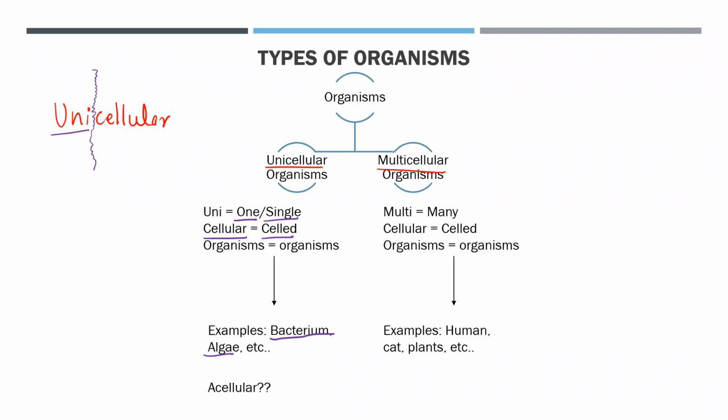Now, there are multicellular organisms also. Multi means many and cellular means cell. So organisms which are having multiple cells, more than a group of cells, are called multicellular organisms. Examples are human, plant, cat, dog, horse, giraffe. There are many. Okay. Any problem up till here?